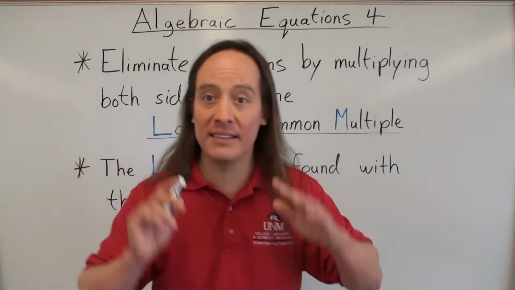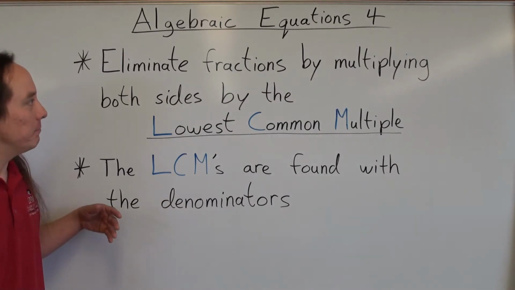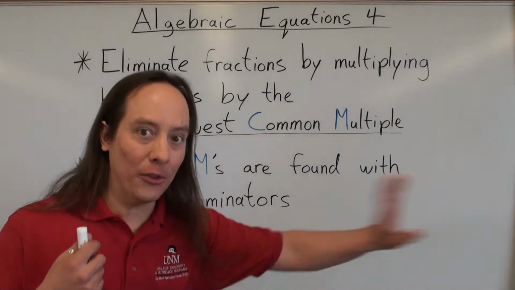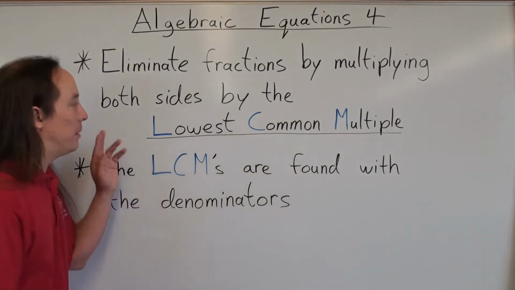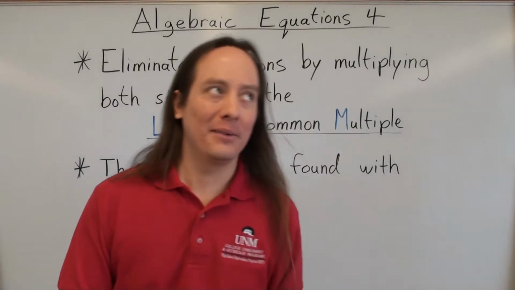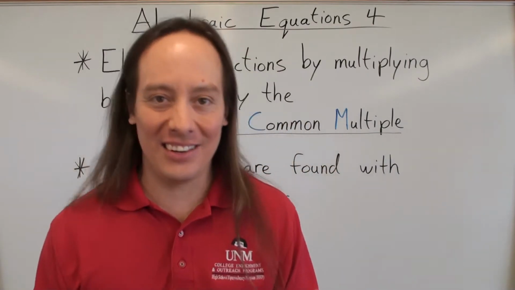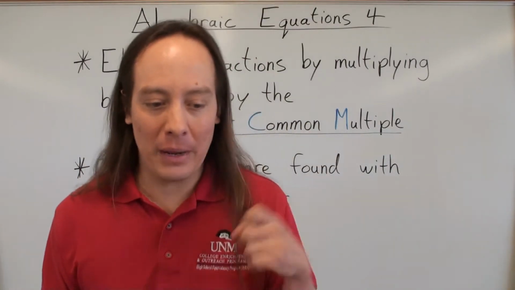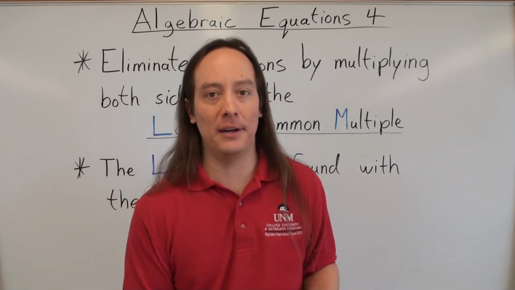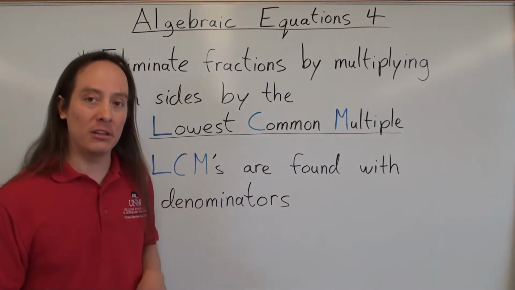Now, with that being said, let's move on to what I have here on the board. So to eliminate the fractions, we have to multiply both sides, and again, both sides means all the terms on both sides, by the lowest common multiple. Now, if you remember back, when did we do it? Back in the day when we were doing addition and subtraction of fractions, we had to find a common denominator. In fact, I called it the lowest common denominator. Well, it just so happens that it's the same thing as the lowest common multiple.